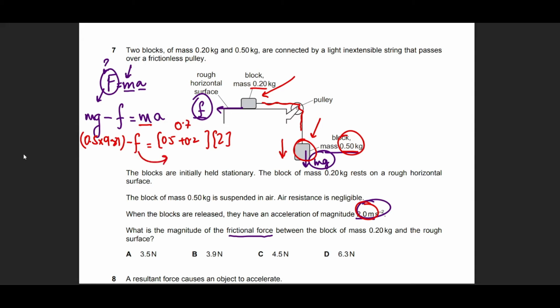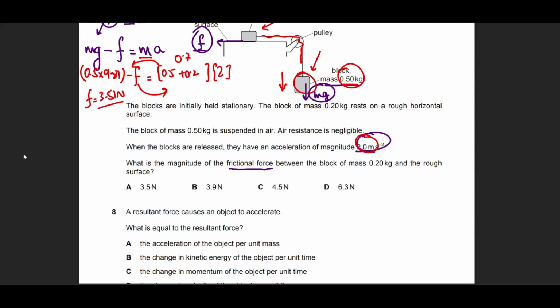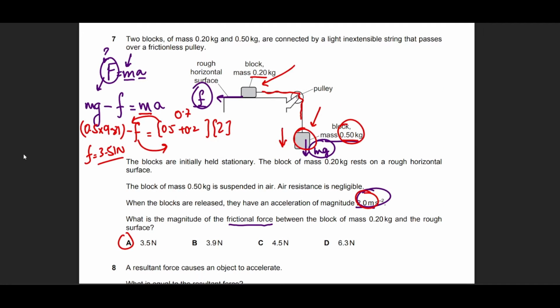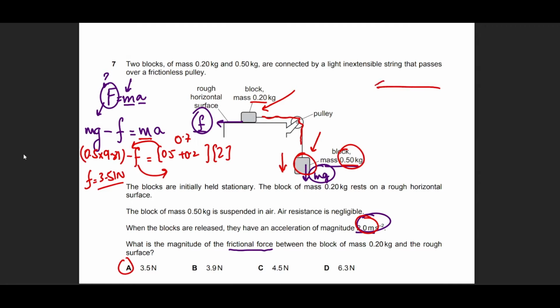Now you take F over here and bring this bracket over here, then you'll find F, which is going to be 3.51 newtons, which is option A as your correct answer. Now let's move on to the next question. Please remember that this is one of the questions that is going to get repeated in this way as well. This is a ceiling, right? This is a pulley system.